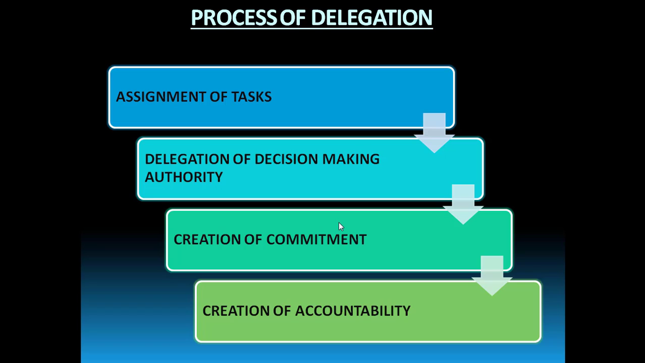Now the process of delegation, this is very important yet very simple, because in the process of delegation there are just 4 steps. The first one is assignment of task, second is delegation of decision making authority, third is creation of commitment, and fourth one is creation of accountability.